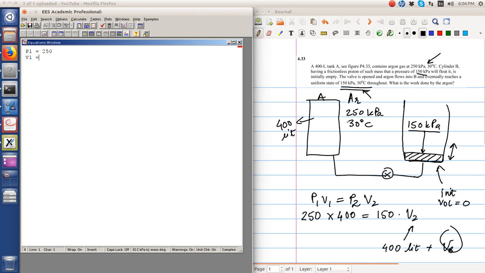So we have P1 is equal to 250, V1 is equal to 400, P2 is equal to 150, V2 is equal to P1 into V1 divided by P2. VB is equal to V2 minus V1, and work done is equal to P2 multiplied by VB minus VB init, where VB init is the initial volume of the piston cylinder B. It is given to be zero, that is why we take it as zero.